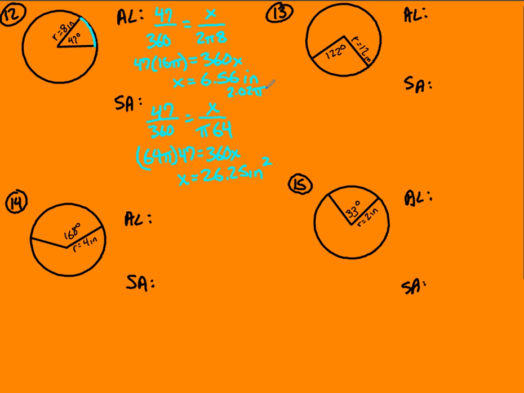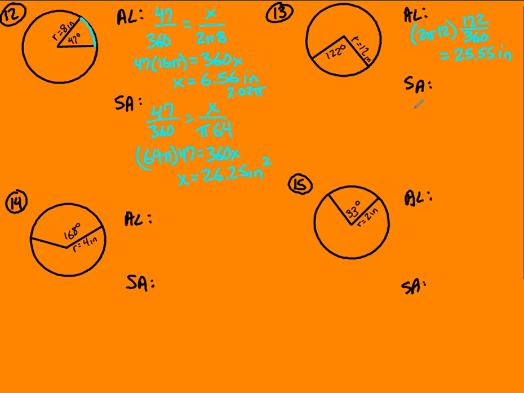Now, the other way you could solve these, I'll do that for number 13. The other way would be just taking your formula. So for arc length, we should use the formula for perimeter. So again, 2 pi r, in this case, 2 times pi times 12, and then multiply that by the fraction 122 over 360. So when I do that, it just gives me a straight up answer. In this case, it would be 25.55 inches.